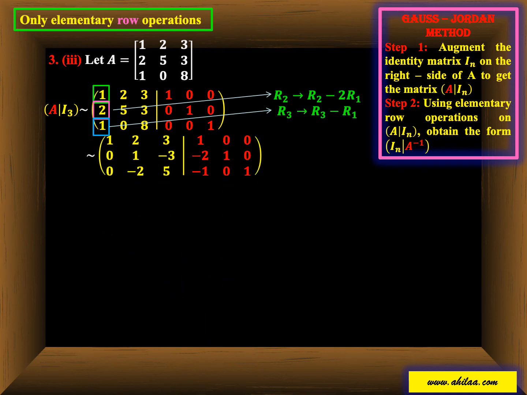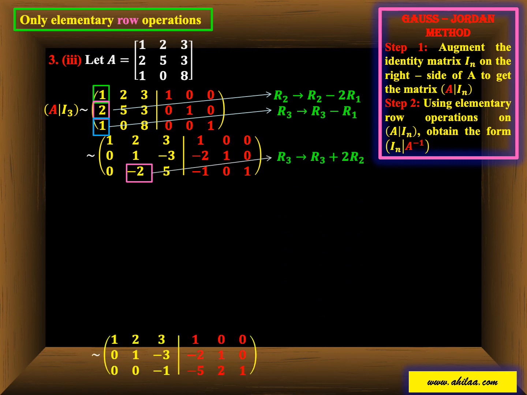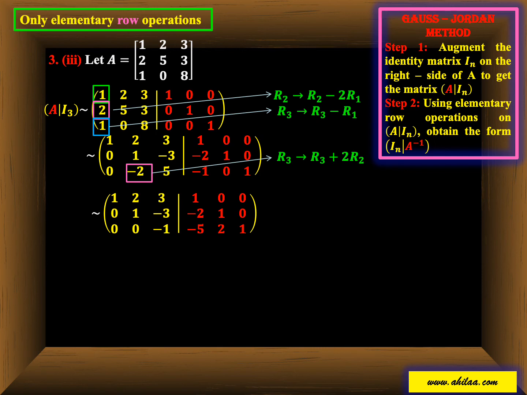With the corresponding changes for R2 and R3, R2 takes the value 0 1 minus 3, minus 2 1 0. R3 takes 0 minus 2 5, minus 1 0 1. Next I move to A32 element, which is minus 2 here. We need to change it as 0 using R2 as pivot row. Okay. So the operation is R3 goes to R3 plus 2R2. With the corresponding changes in R3, 0 0 minus 1, minus 5 2 1.